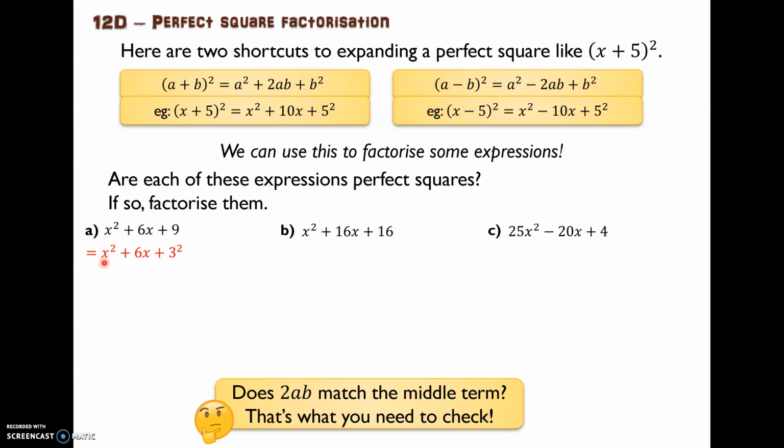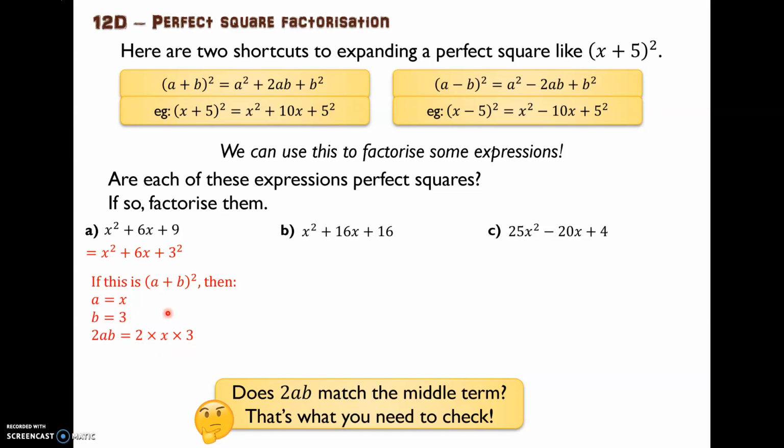So now if it did match the pattern, a would be this thing, x. So if this is a plus b all squared, then the a would be that thing. The b would be this 3, because it's that thing before the squared. And what would the middle term be? The middle term would be 2 times a times b. So if this does fit the pattern, this middle term, this one here, should be 2 times x times 3.